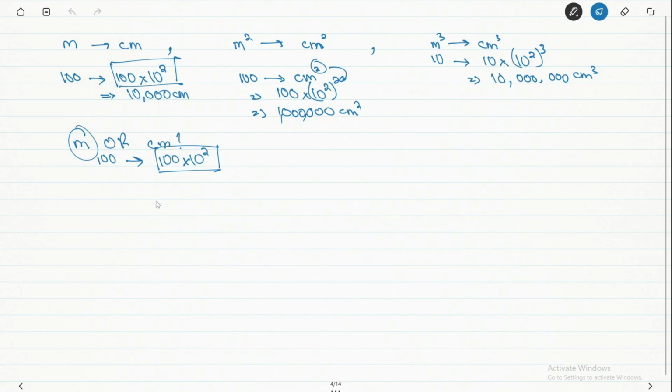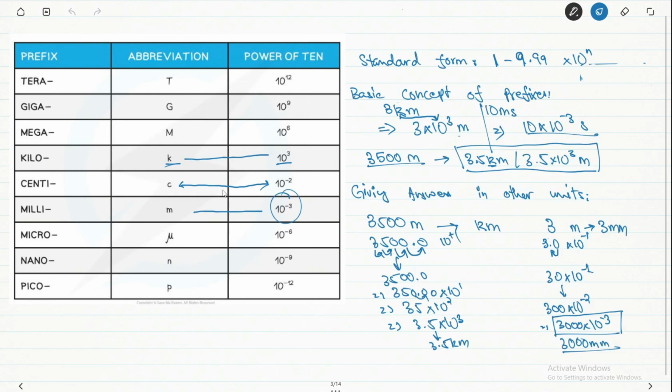Now, the last thing we'll do is going from one non-standard unit to another non-standard unit. And we'll use the same concept there as well. Now, you can look here. Let's just go from megameter to kilometer.